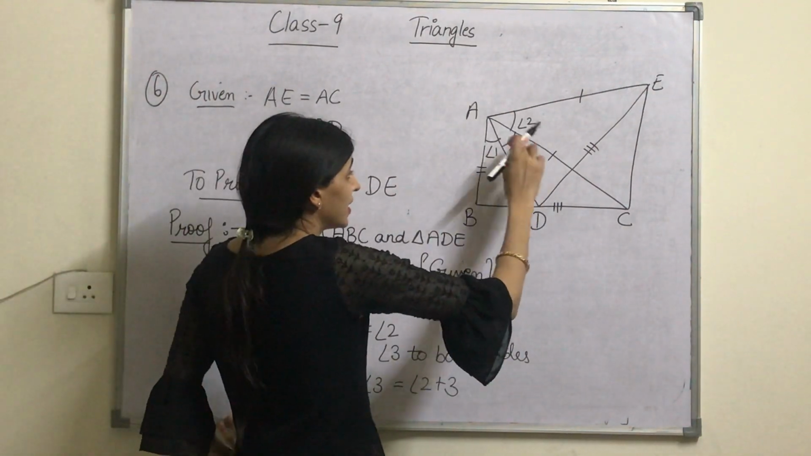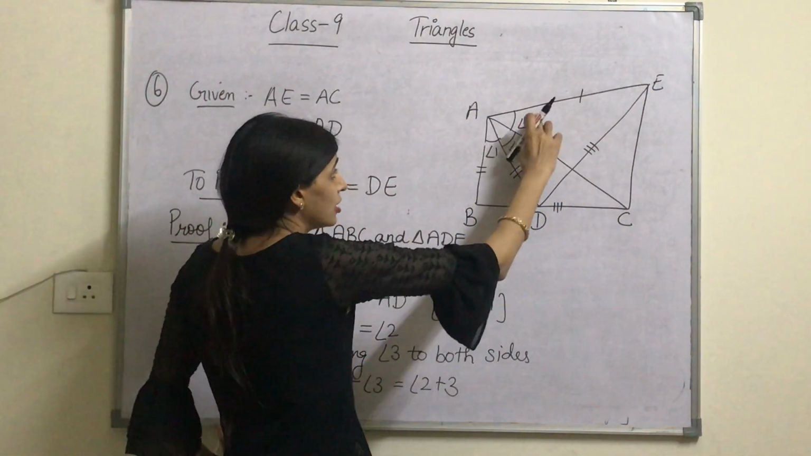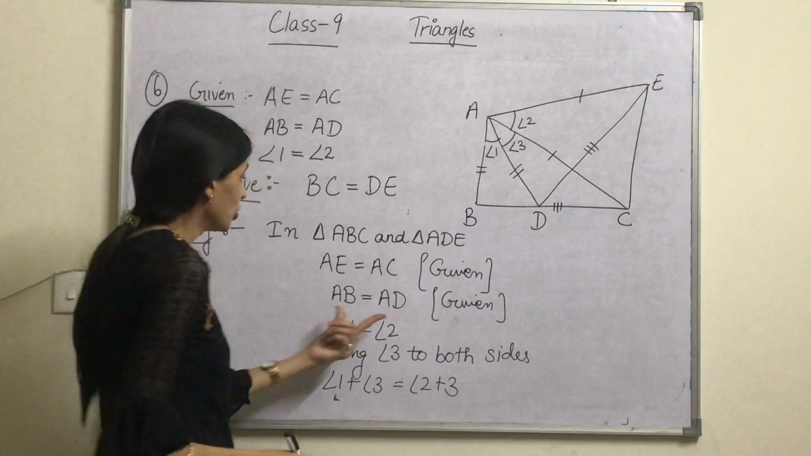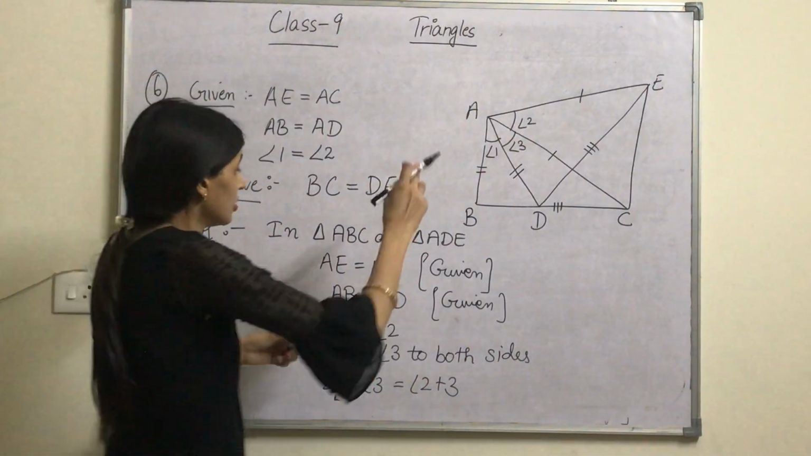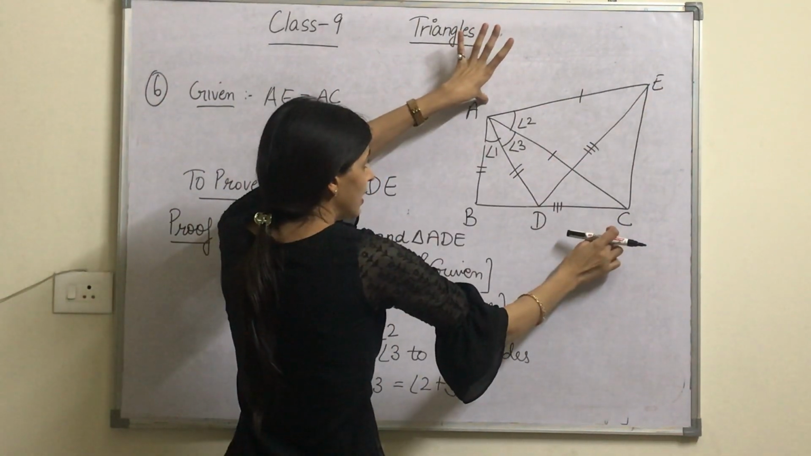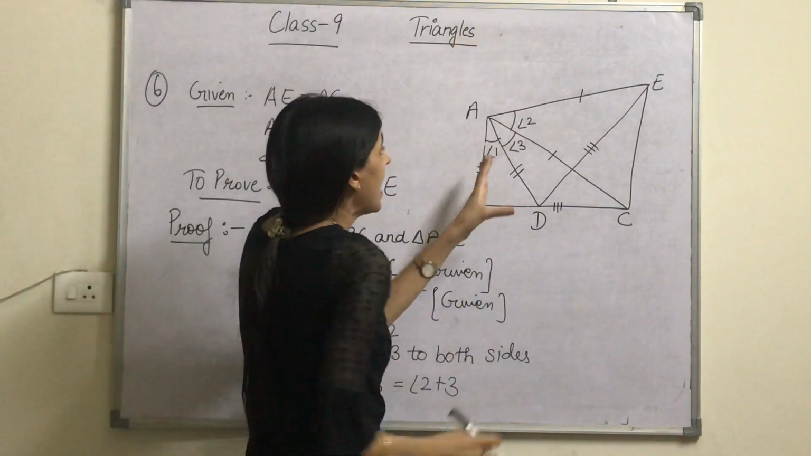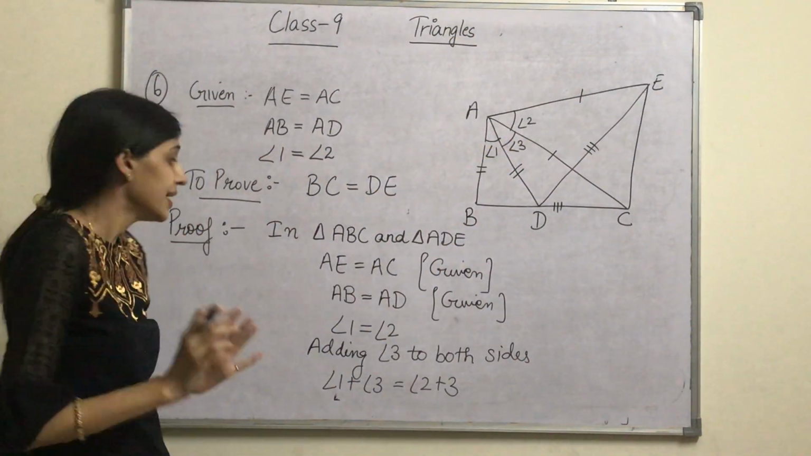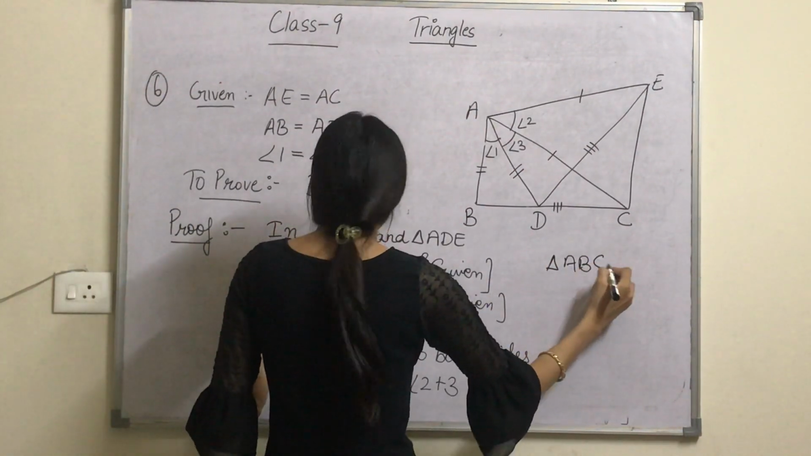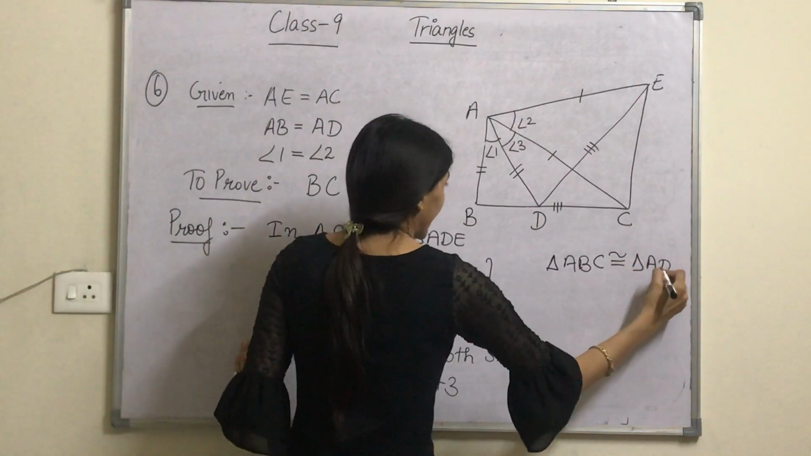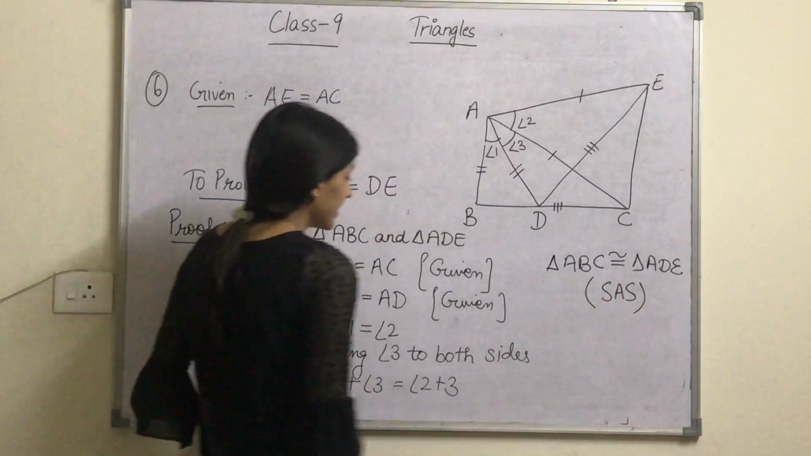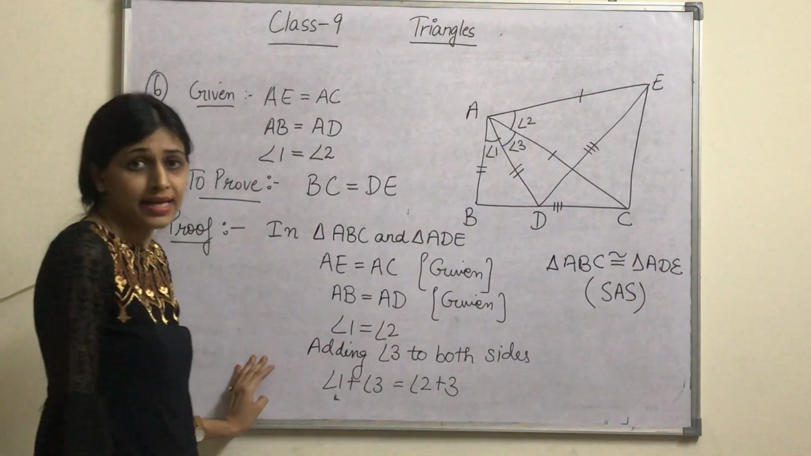What is angle 1 plus angle 3? BAC. What is angle 2 plus angle 3? DAE. That means these two angles are equal. Two sides are equal, right? Which two sides? AE equals to AC. AE and AC are equal. AB and AD are equal. And included angle is also equal. That means both these triangles are congruent. Triangle ABC is congruent to triangle ADE by SAS. Two sides and an included angle are equal.